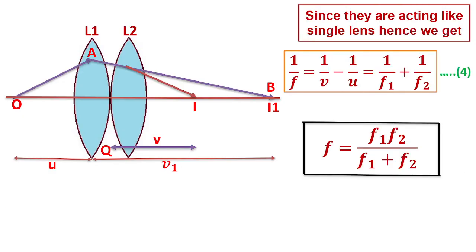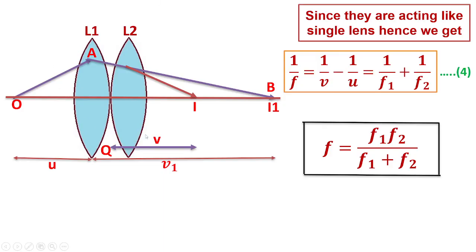Since they are acting like a single lens, we are considering the combined resultant effect of both the lenses L1 and L2. So 1 upon F is equal to 1 divided by V minus 1 divided by U, which is equal to 1 divided by F1 plus 1 divided by F2. Suppose this is equation 4.